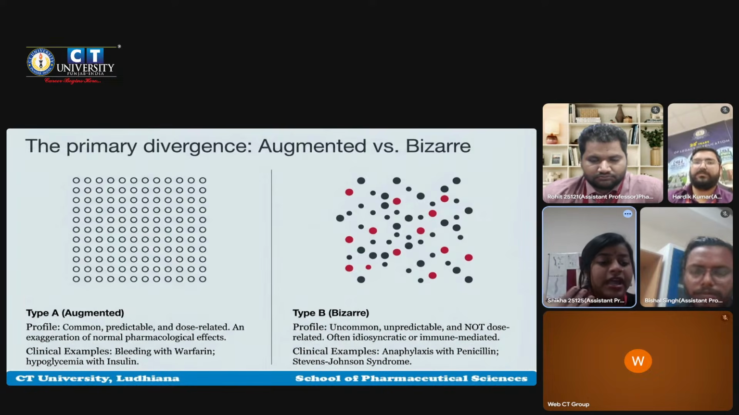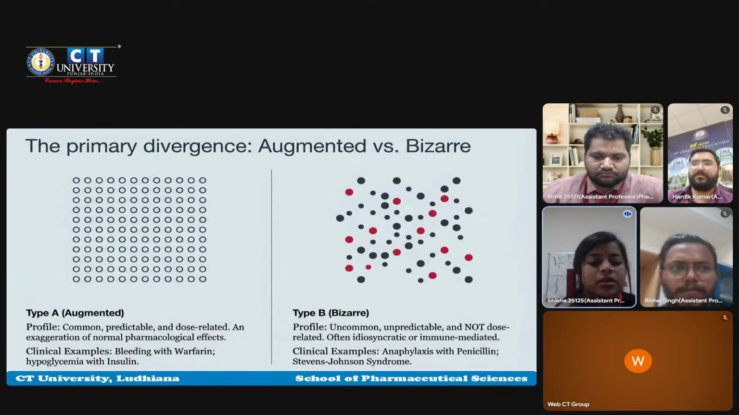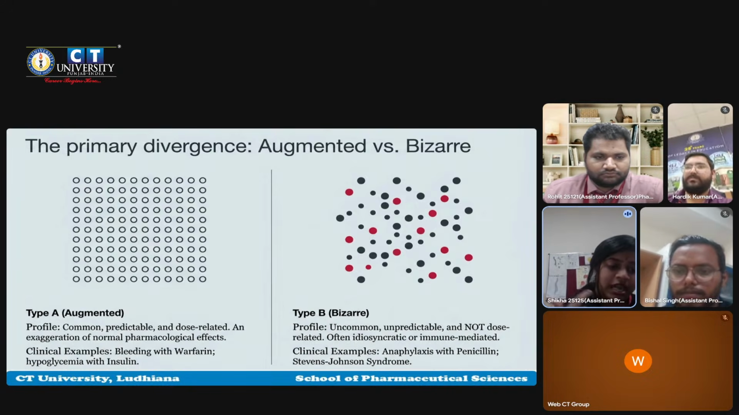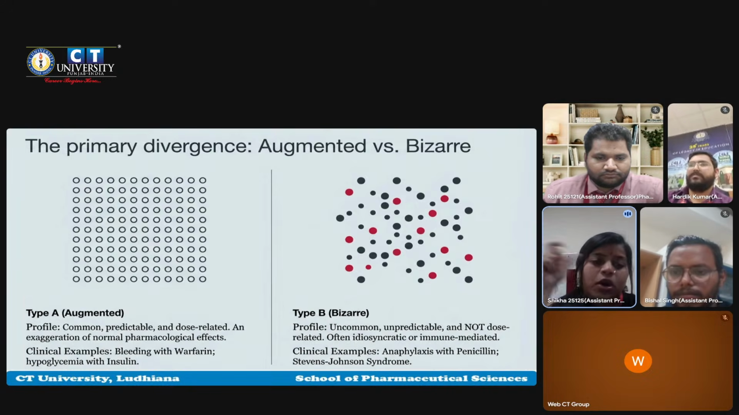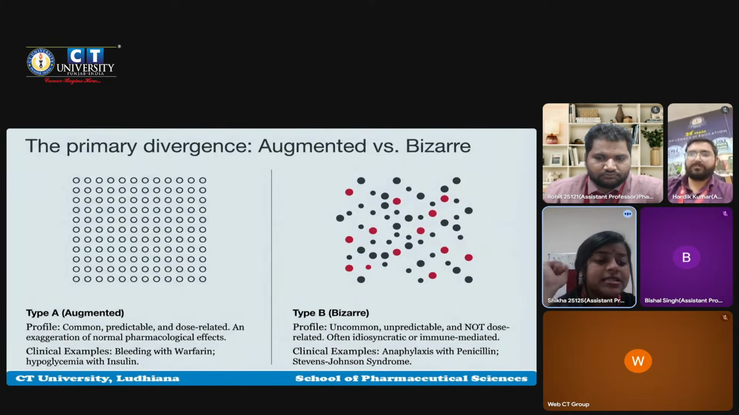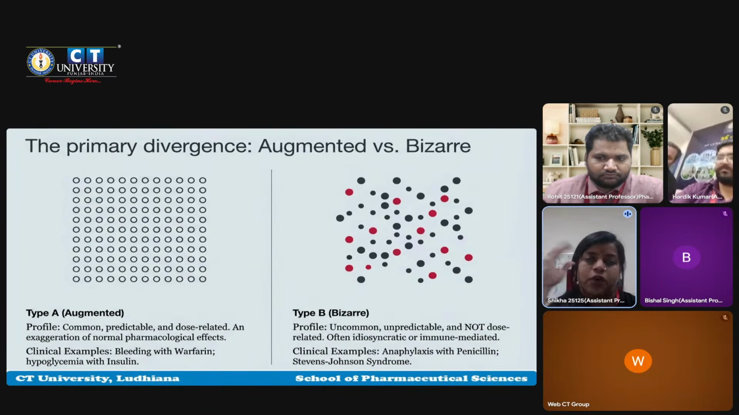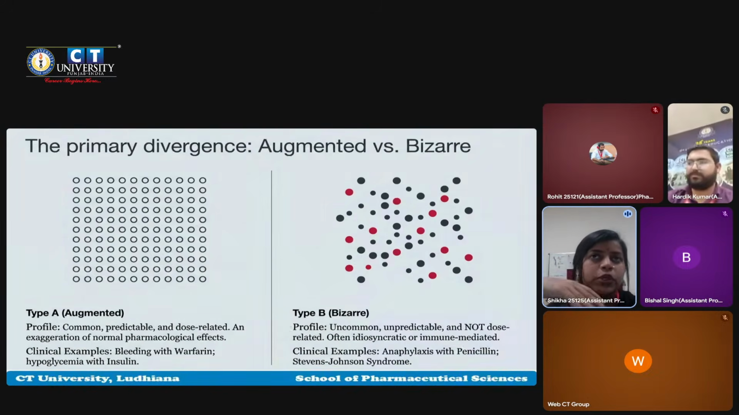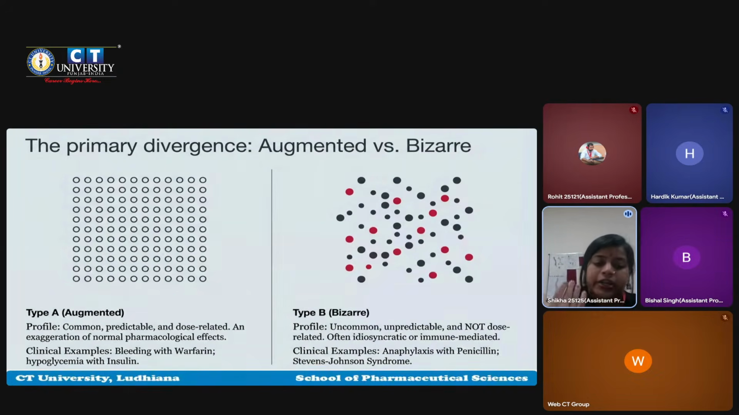Next is an exaggeration of normal pharmacological effect. Means it will enhance the normal pharmacological effect. Means if you are using warfarin, that is a blood thinner, or you can say anticoagulant, so if you will use warfarin in a high dose, it will increase the chances of bleeding. Means it will thin your blood too much that the chances of bleeding will be increased.